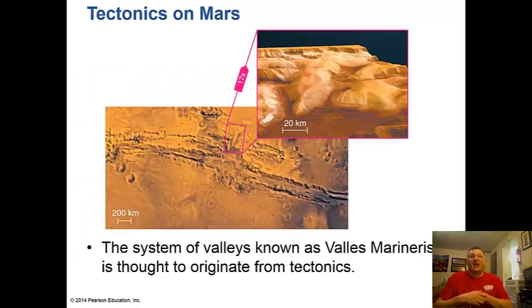We know there is a system of valleys, and the largest one is called Valles Marineris, known as Mariner Valley, discovered by the Mariner 9 spacecraft, thought to originate from tectonics. Now, Mars is smaller than the Earth, but yet Mars has the largest volcano in the solar system, and this Valles Marineris is a channel, kind of like the Grand Canyon, except a Grand Canyon that stretches from California to New York City. This canyon is 3,000 miles long and at some points 10 times as deep as the Grand Canyon in Arizona. Quite a remarkable feature.